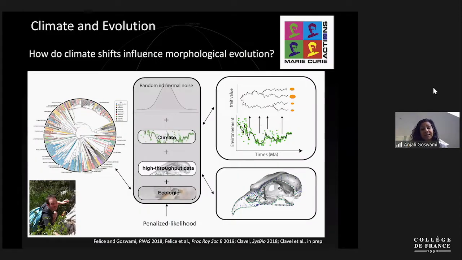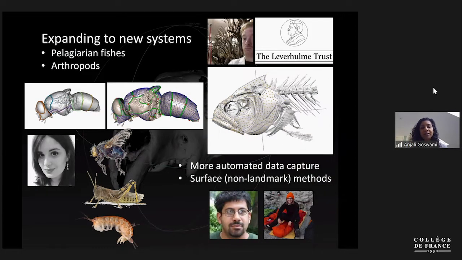Now, what we're trying to do now is actually build climate directly into our data by looking at how climatic shifts have influenced morphological evolution. And so we can already see in some of these groups that the rate of change in temperature seems to be a primary driver of skull evolution. So that's obviously very interesting for the modern world. We're also expanding to new systems. As I mentioned, we're working on fishes. We're also working on new work looking at arthropods and trying to understand why there are so many insects. And we're also trying to develop new methods that will make this process go a little bit faster.